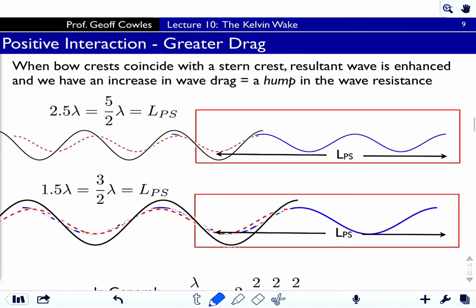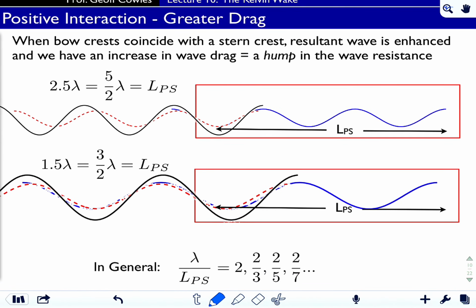But that will only happen under certain conditions. And let's look at those conditions. First, we'll start with greater drag, so positive interaction. How do we get positive interaction? We need a bow wave such that it's producing a trough at LPS. So now we have the stern wave generating a trough here and the bow wave generating a trough here. And I admit this picture is not perfect, but we have two waves that are in sync. And so they will add together to produce a larger wake.